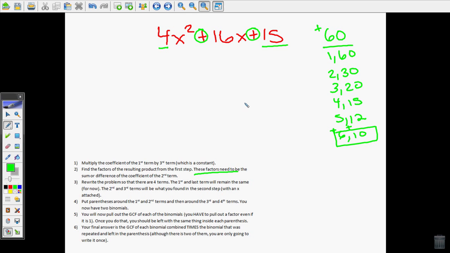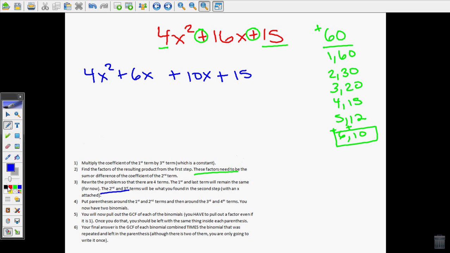So the third step says to rewrite the problem so that there are 4 terms. All right, so the first and last term will remain the same. So my first term is going to be 4x squared, then something plus something, and then my last term is going to be the same at 15. The second and third terms will be what you found in the second step with an x attached. So you have a 6 and a 10 here, so this is going to be plus 6x and plus 10x.